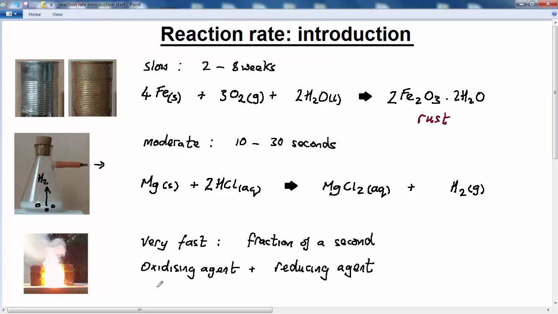So for example, old-fashioned gunpowder involves an oxidizing agent which is saltpeter, whose chemical name is potassium nitrate, and that reacts with the reducing agents, in this case carbon and sulfur powder. And so these three are mixed together in powder form, and so once ignited a lot of energy is released and the reaction takes place very quickly indeed. And so those three examples demonstrate the wide range of reaction rates that you might come across.